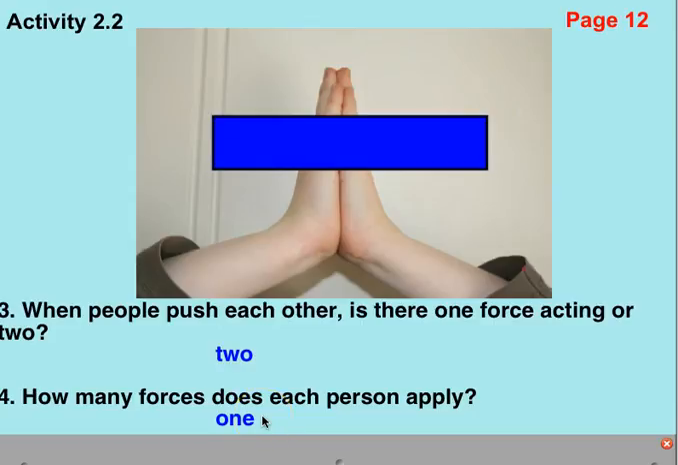So let's look at the next question, number 5. How many forces act on each person?